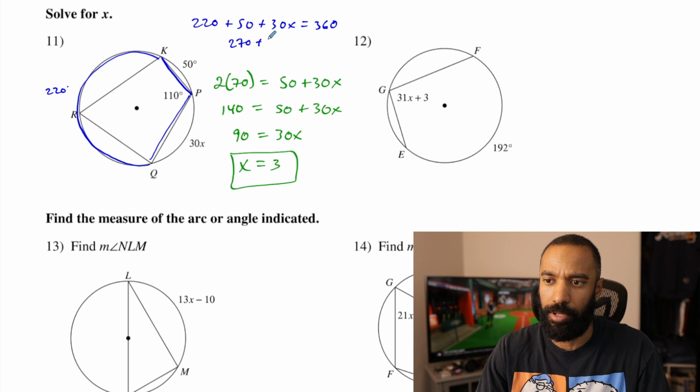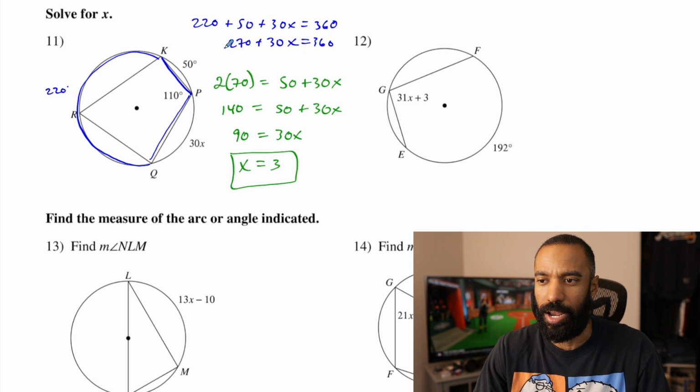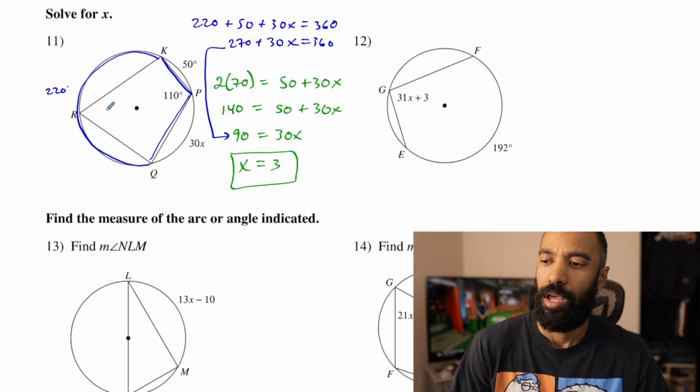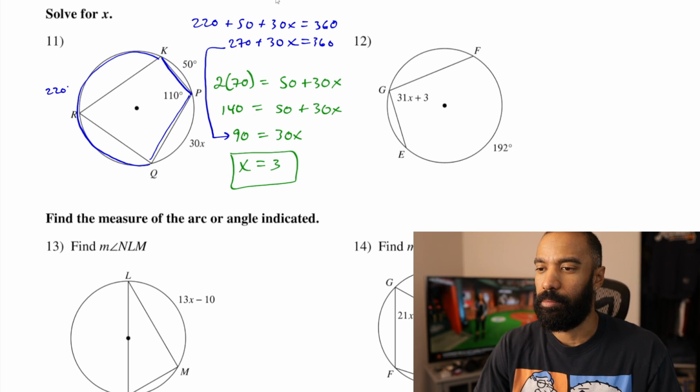You get 270 plus 30x is 360. Subtract 270 from both sides. You get right back to here. 30x is 90 and x is 3. Okay, so those are two different ways to go about that problem there.